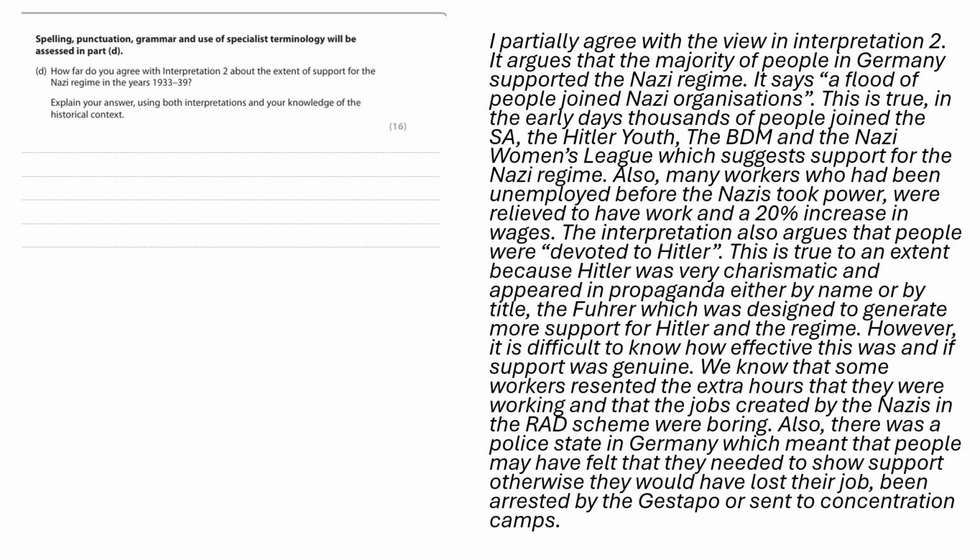Once you've done that, you're then going to pull out a second part of the same interpretation. So you're going to write, the interpretation also argues, and put a quote in there. And again, you're going to say this is true, and you're going to write down why that might be true. Now at this point, it might feel repetitive because you might feel that you've put this information down earlier. However, that doesn't matter. If it's accurate, if it's relevant, include it.